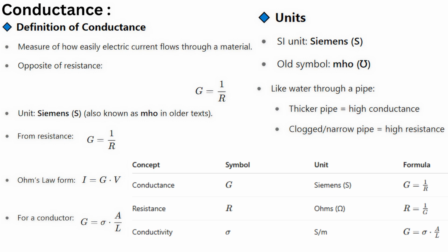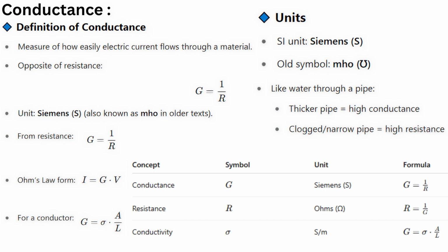Finally, we have the formula for a specific conductor, G equals sigma times A, divided by L. This formula tells us what physical properties of a wire determine its conductance. Let's break that down. G is the conductance we are calculating. The symbol that looks like a curvy O is the Greek letter sigma, which stands for conductivity. This is a property of the material itself. Copper has high conductivity, while glass has low conductivity.